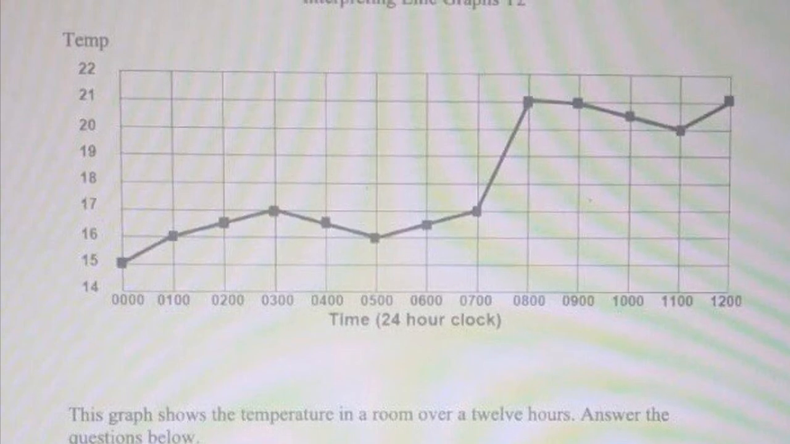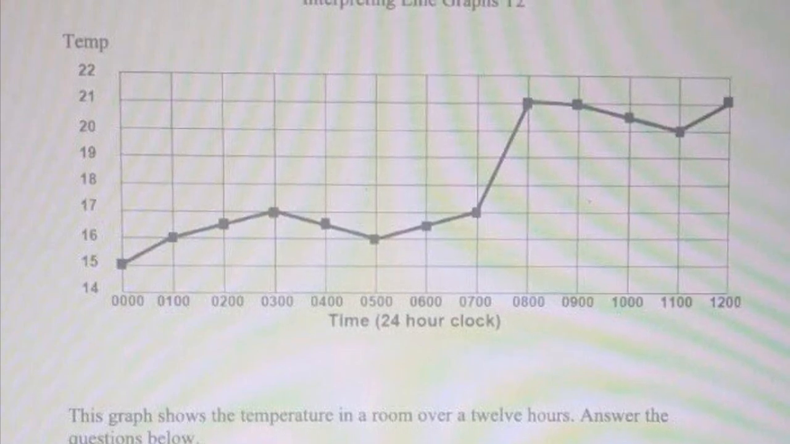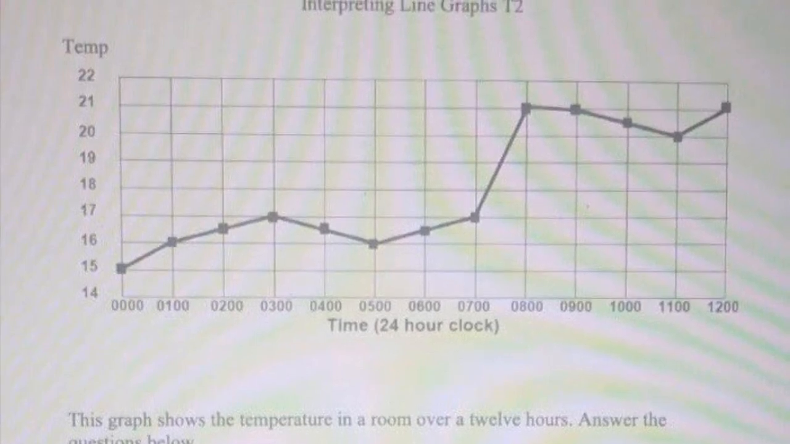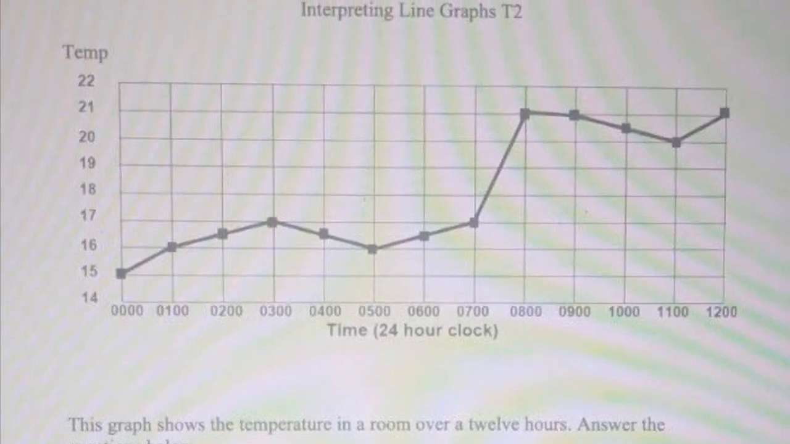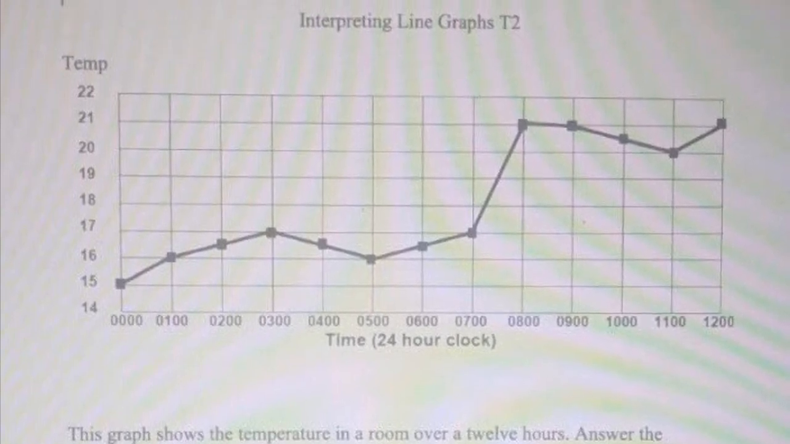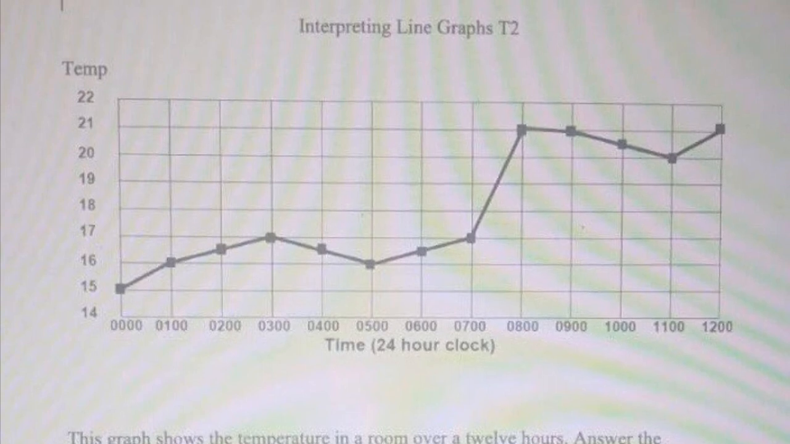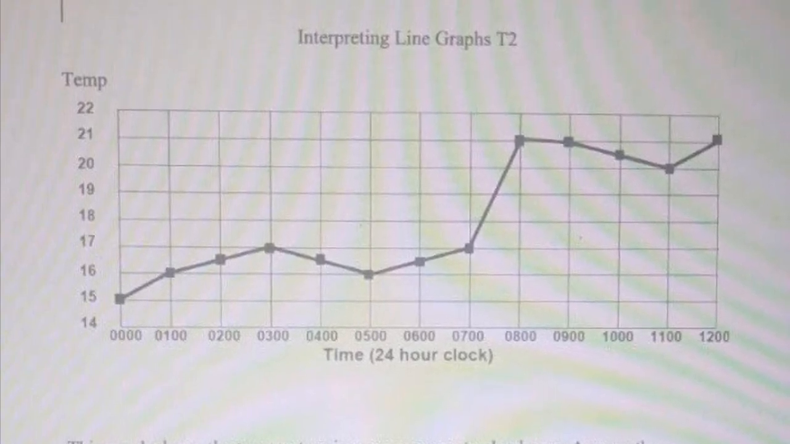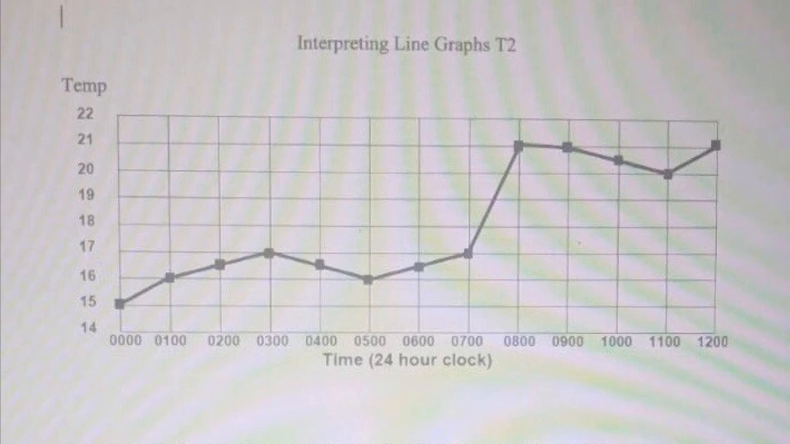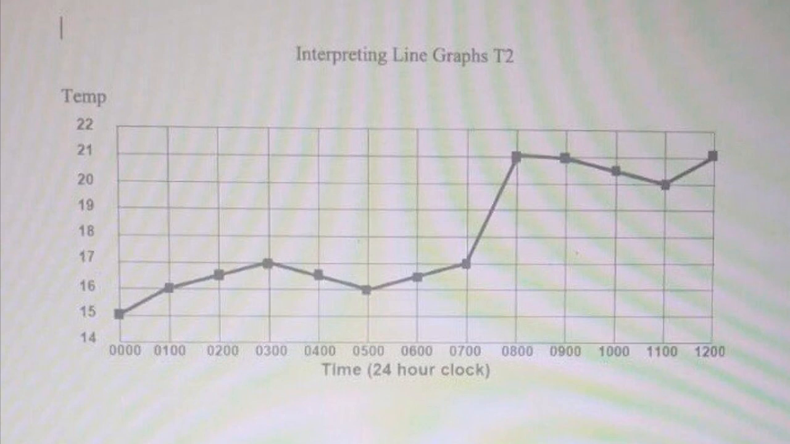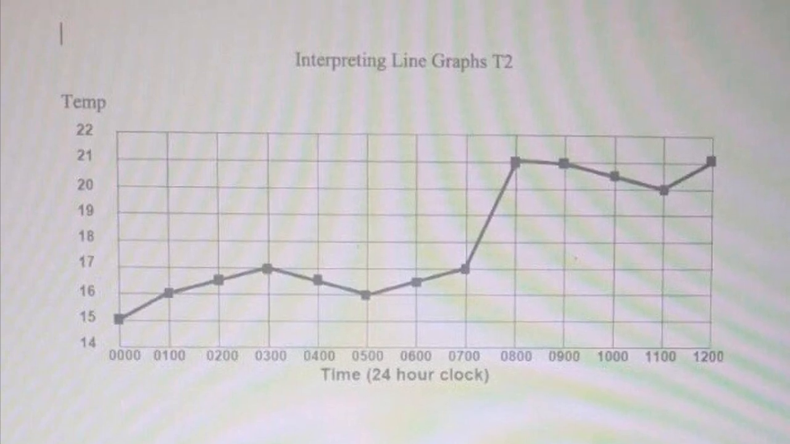Number 5. For how long was the temperature between 16 and 17 degrees? When we say between, that would be including 16 and 17. So for how many hours was the temperature in between those two temperatures? Number 6, can you estimate the temperature at 7:30? And number 7, can you estimate the temperature at 10 o'clock?